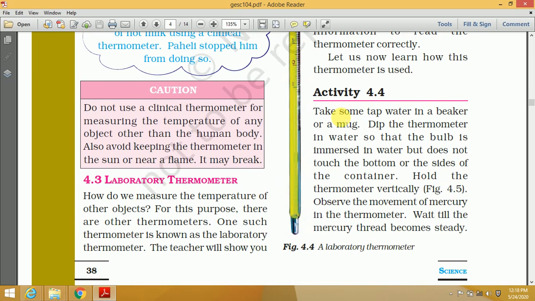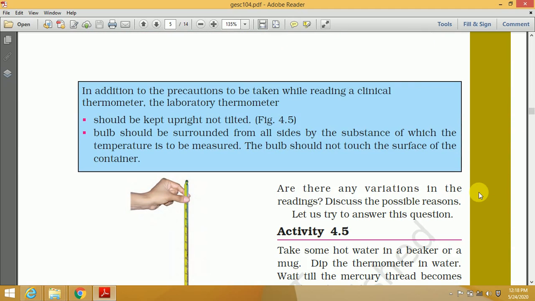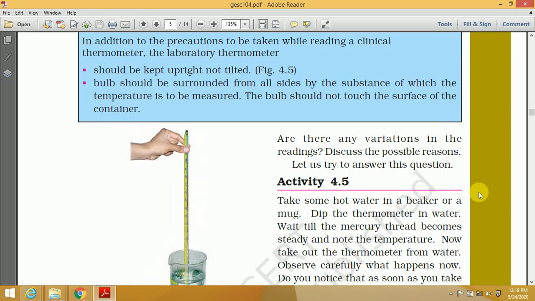So how can we use this thermometer? Let us see this activity. Take some tap water in a beaker or mug. Dip the thermometer in the water so that the bulb is immersed in water but does not touch the bottom or the sides of the container. Hold the thermometer vertically. Observe the movement of mercury in the thermometer. Wait till the mercury thread becomes steady. Are there any variations in the readings? Discuss the possible reasons. Let us try to answer this question.